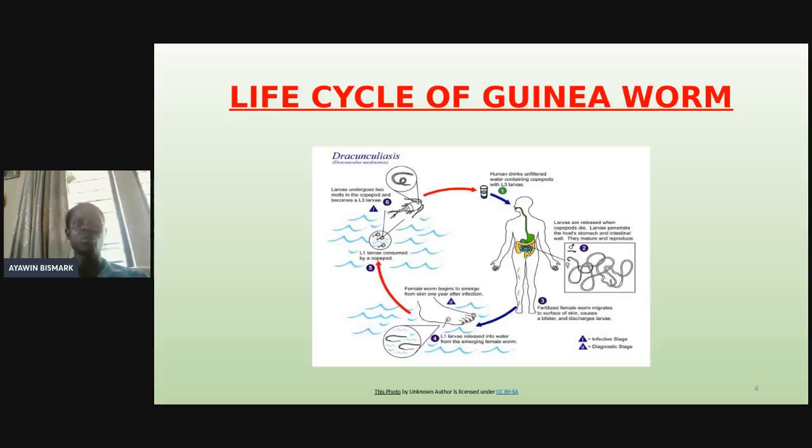And then sometimes people may think, oh, let me put my leg in water so that the pain will be relieved. But doing so gives an opportunity for the worm to release all the larvae into the water, so that the cycle then repeats again. That's how the cycle goes. So I'll hand over to the next person so that he can continue with the next step. Thank you.